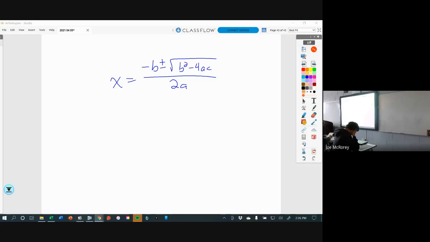So B is 1. B is -1. Sir, look at your equation. It says u squared minus u plus 10. That would be 1u squared, so A is 1. Minus 1u, so B is -1. Plus 10, so C is 10.